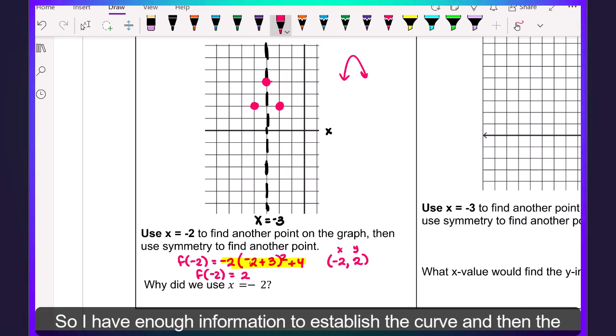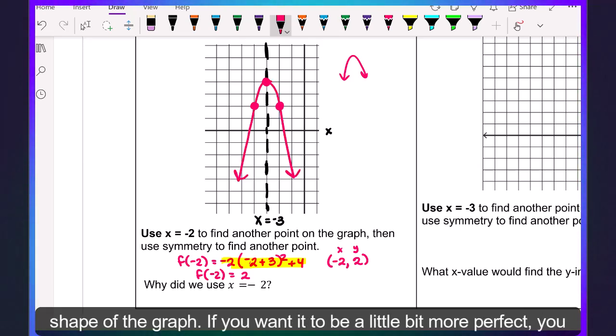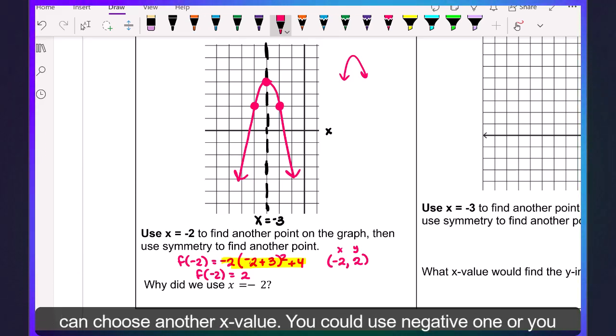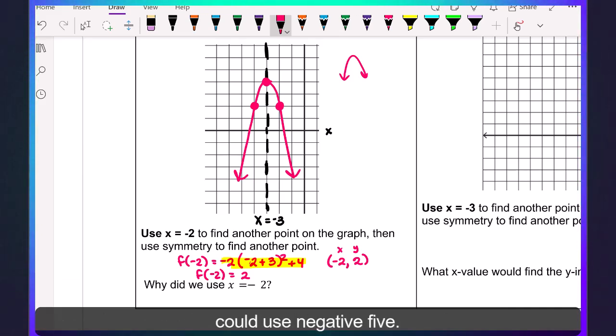So I have enough information to establish the curve and then the shape of the graph. If you want it to be a little bit more perfect, you can choose another x value. You could use -1 or you could use -5.